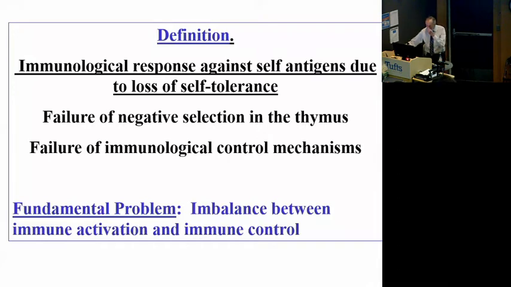Maybe it is failure of total immunological control. There is some lack in all these factors that I've told you about, some failure in control. And the fundamental problem is there's an imbalance between activation and control. Normally, your immune response goes up and then control brings it down. You see? With these people, the immune response goes up against self-tissue and doesn't come down. That's what autoimmune disease is basically about.